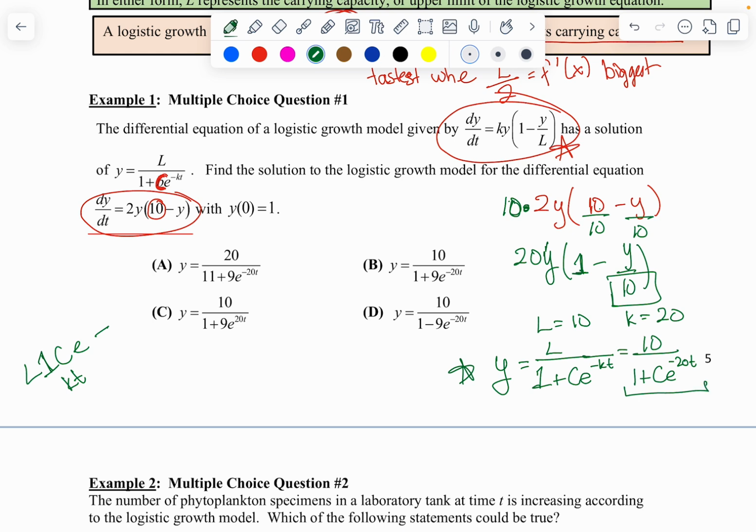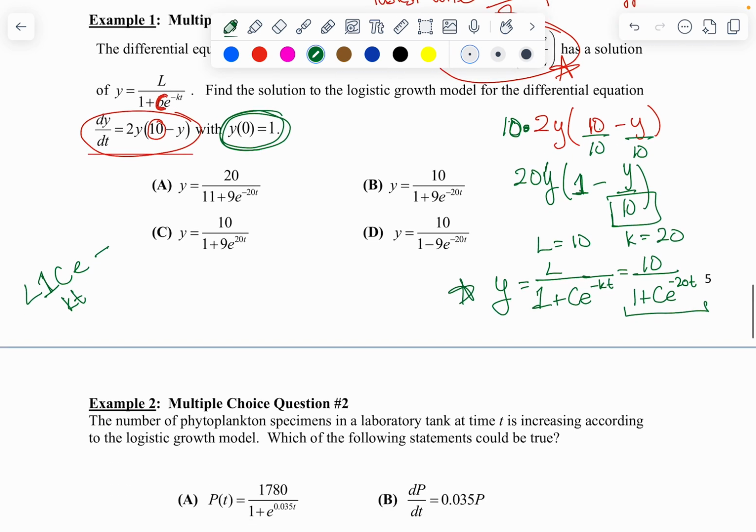The question is what is my particular solution? I need an initial condition in order to solve for that. So the initial condition is 1 is equal to 10 over 1 plus C e to the negative 20 times 0. Well, negative 20 times 0 is 0. E to the 0 is 1. So we're left with 1 equals 10 over 1 plus C. Multiply both sides by 1 plus C. You got 1 plus C equals 10. So C is 9.